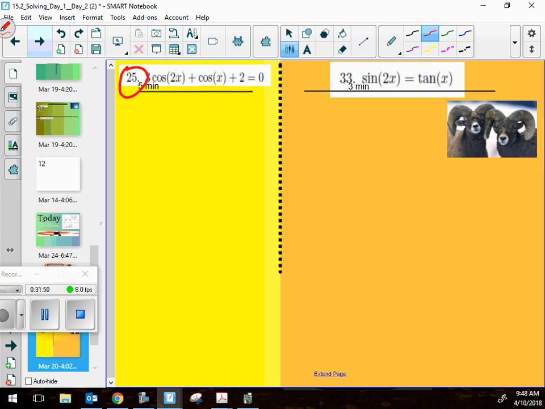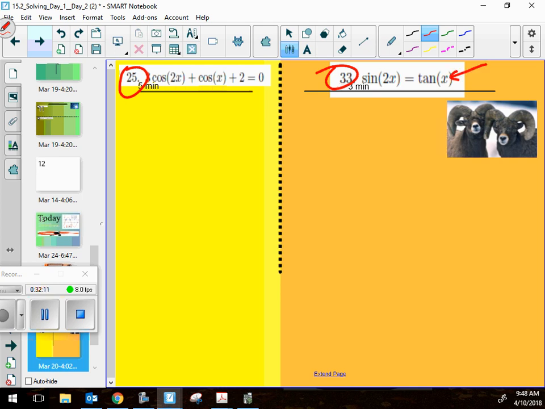And 25 and 33. I'm going to give you a hint on 33. So there's only 3 questions for tonight's homework. That's a sign of a tough assignment. Do you remember the strategy of change everything to sines and cosines? You're going to want to use that on this problem.